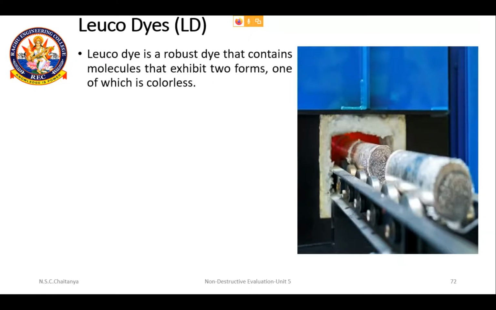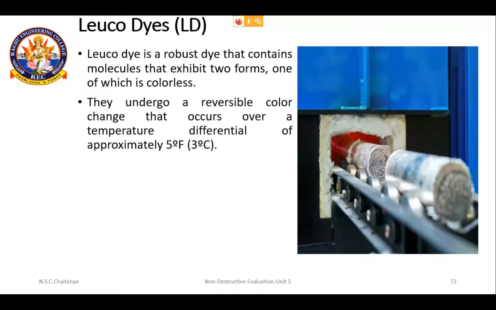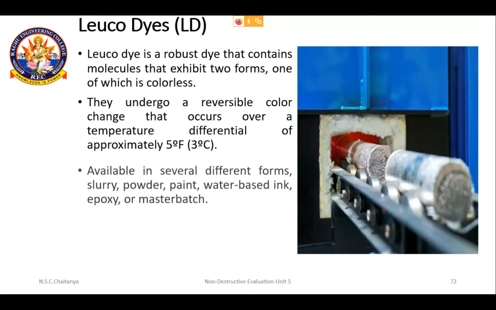We'll read through. Leucodye is a robust dye that contains molecules that exhibit two forms, one of which is colorless. They undergo a reversible color change that occurs over a temperature differential of approximately 5 degrees Fahrenheit. So whenever there is a temperature differential, they undergo a reversible color change. That means they can be used once more.